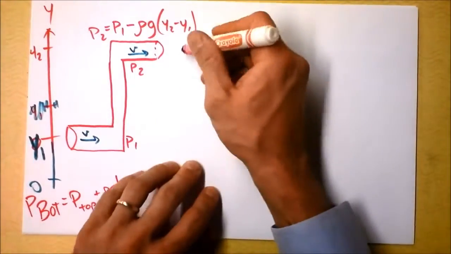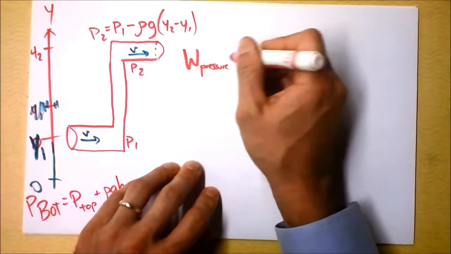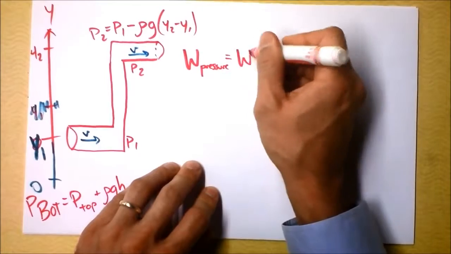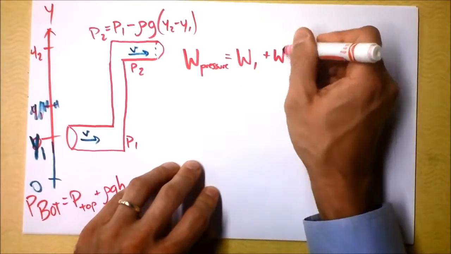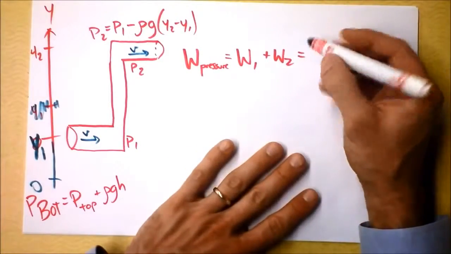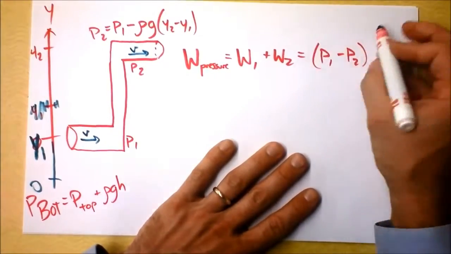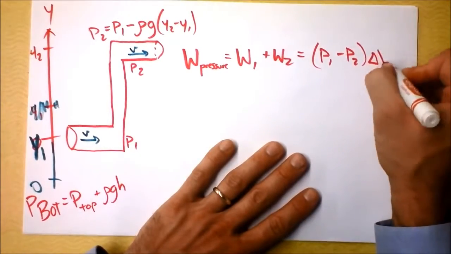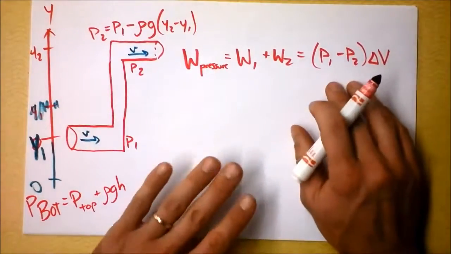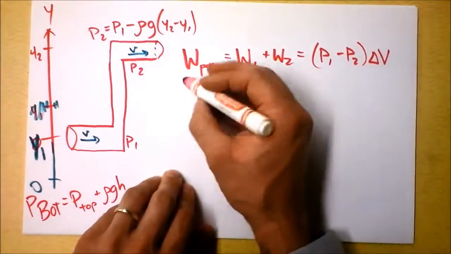So then I want to consider the work done by the pressure. Pressure is going to be doing work here, and that's work 1 plus work 2, and the difference in work from the pressure is simply P1 minus P2 times that differential volume, that small chunk of volume, just as we saw in the previous video. So you can check that to figure out where I'm getting this.